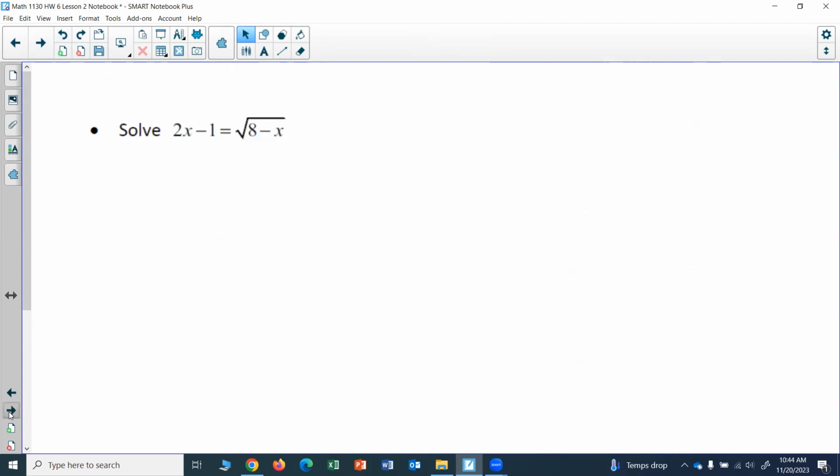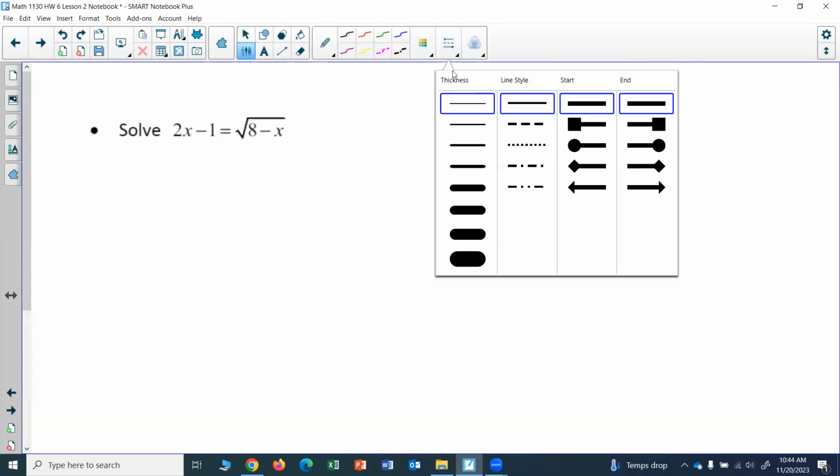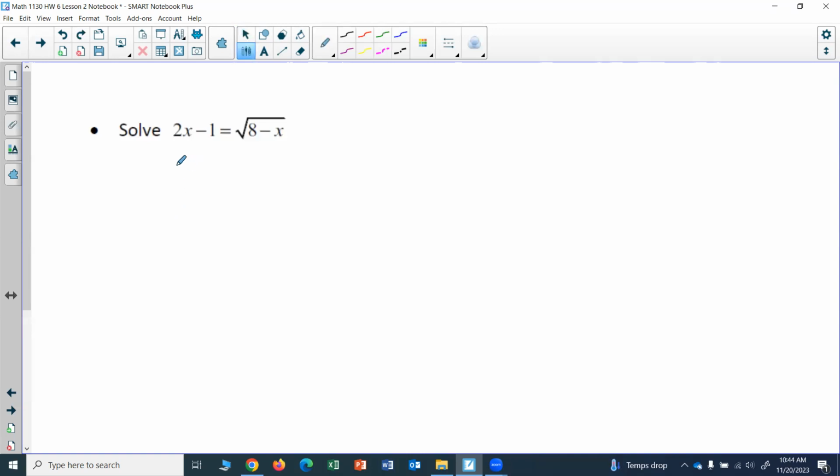Here we have 2x minus 1 equals the square root of 8 minus x. So again, my square root is isolated already, and so I can just go ahead and square both sides right away. So I'll have parentheses 2x minus 1 equals the square root of 8 minus x quantity squared.